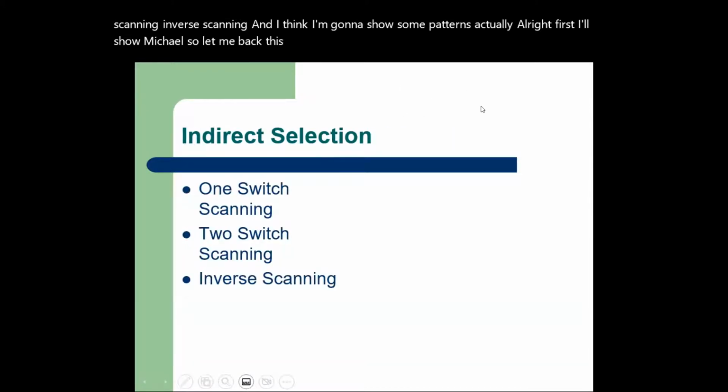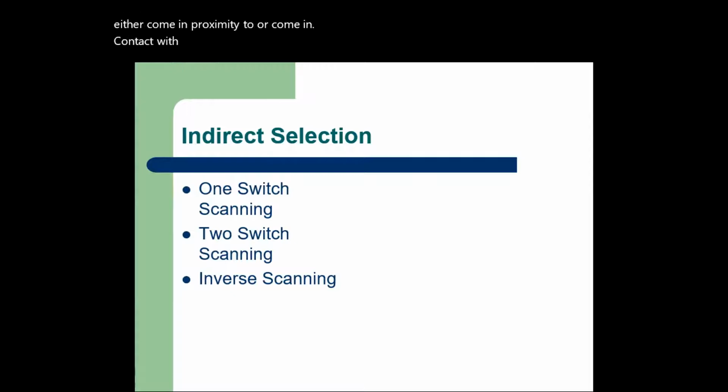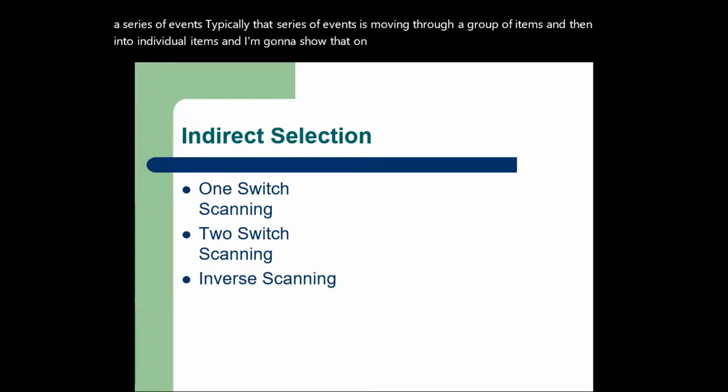When we look at switch scanning, one switch scanning is just like it sounds. There's one single switch, one single surface that a person has to either come in proximity to or come in contact with to activate. And that switch is connected to the communication device and executes a series of events. Typically, that series of events is moving through a group of items and then into individual items. And I'm going to show that on the screen. So I think I'll pause there.